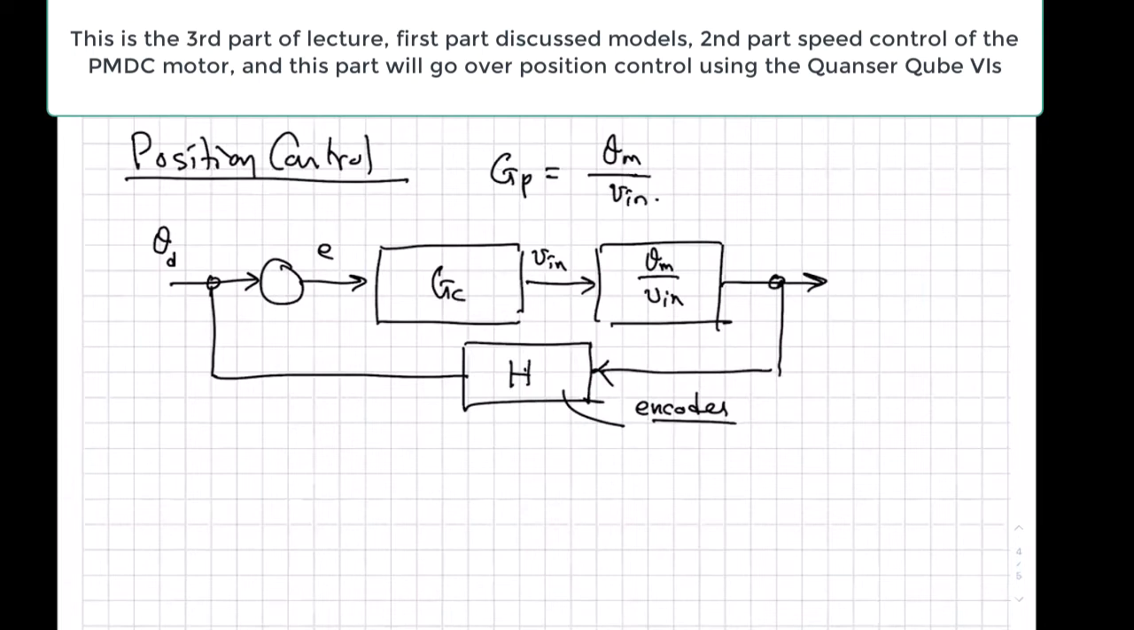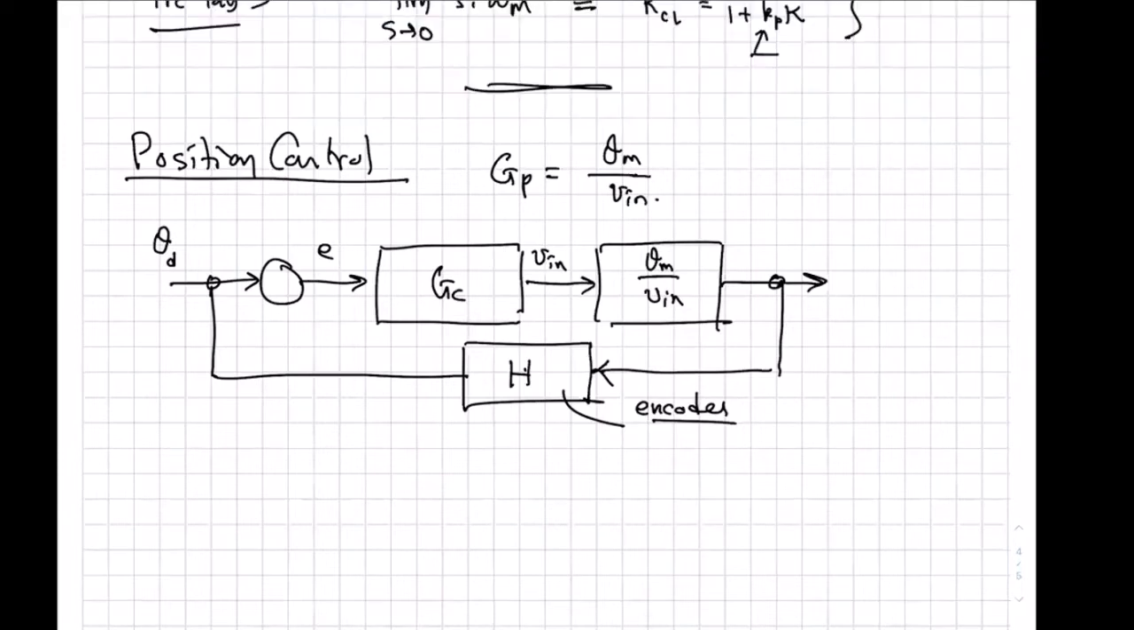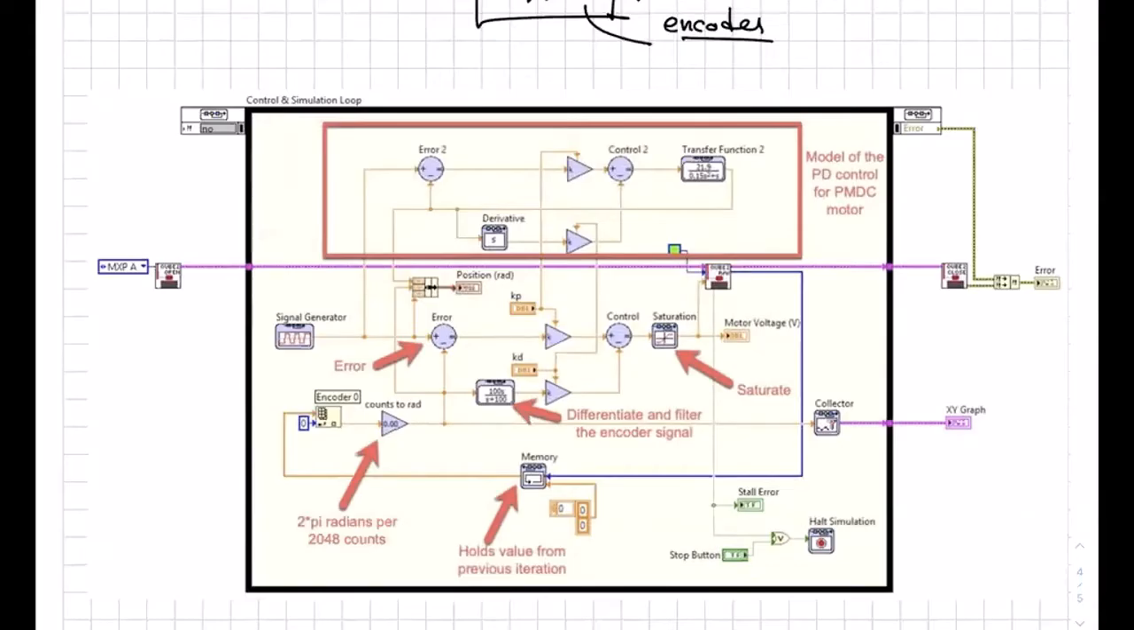Now, the nice thing is that the Quanser Qube VI gives you the output. It would take a while for you to wire all that up, and we don't have a lot of time here. If we had more time on this lab, maybe we'd go through and look at how you build that. So you can open up a PD controller that's already built.